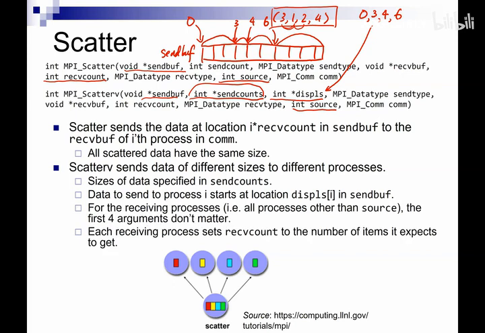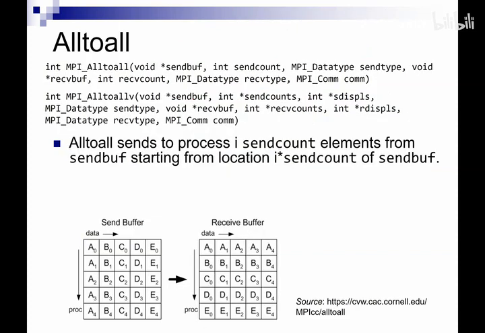And then when you're doing the scatter v, for all of the receiving processes, so all of the non-source processes, since they're receiving values, they don't really care about the first 4 arguments, because those are just about how to send the values, and that's only relevant to the source process. So that's scatter v. Next, we have this all-to-all operation.